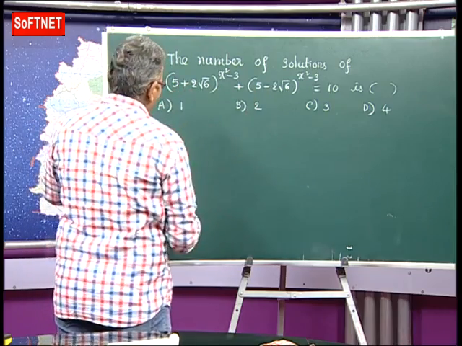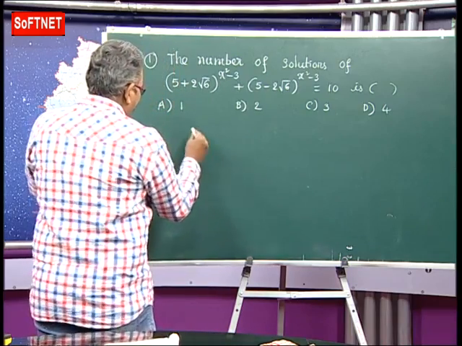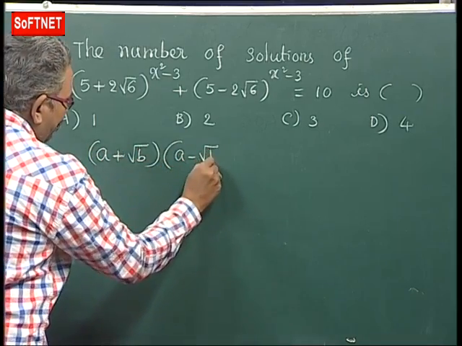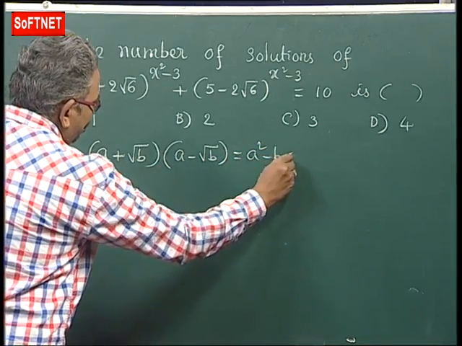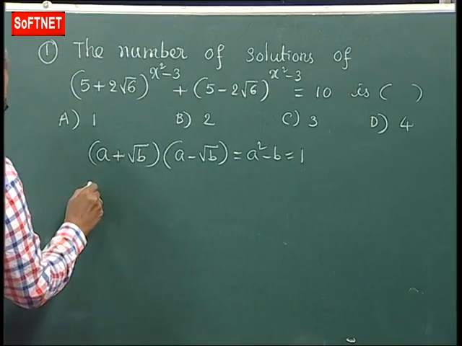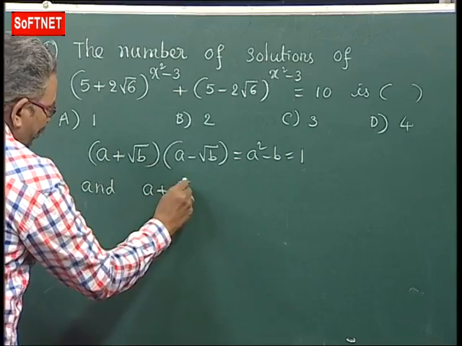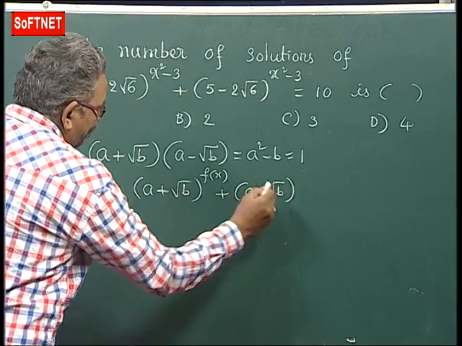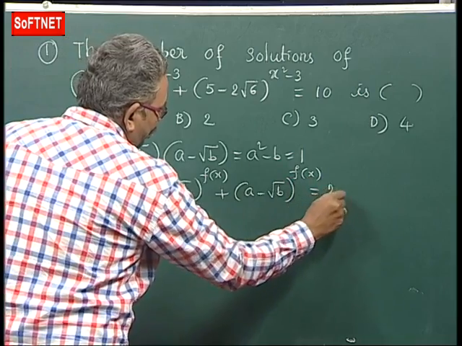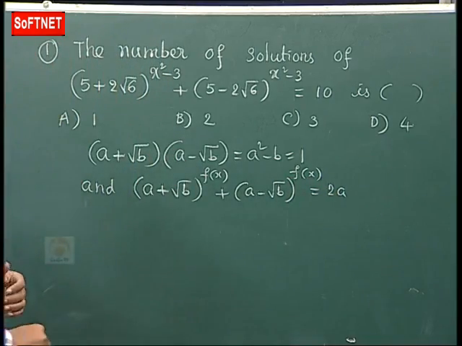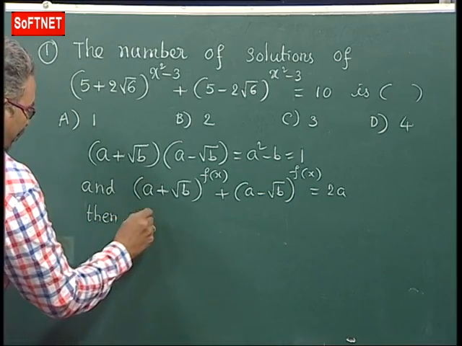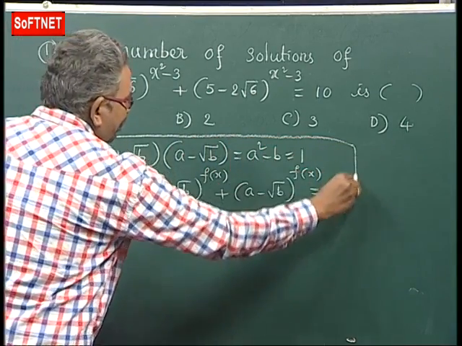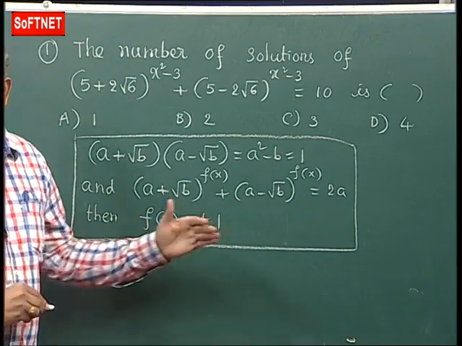Now just see, we have the shortcut, which we have already studied. I will repeat it once again. (a plus root b) multiplied by (a minus root b) equals a square minus b equals 1, and (a plus root b) to the power of f of x plus (a minus root b) to the power of f of x equals 2a, that means the sum of these two binomial surds. Then f of x is equal to plus or minus 1. This is the shortcut we have studied in previous episodes.